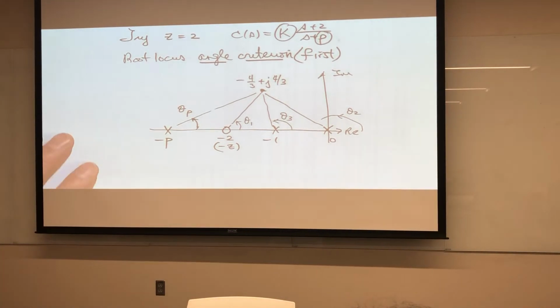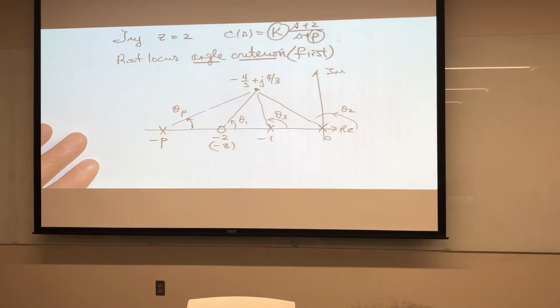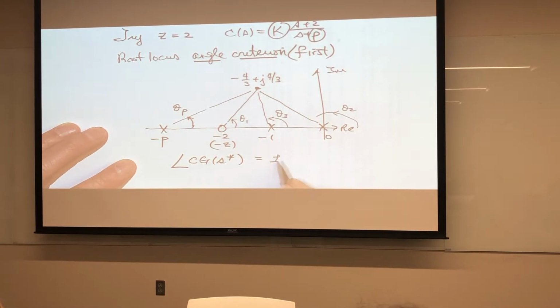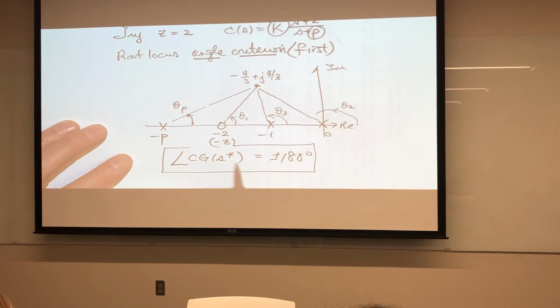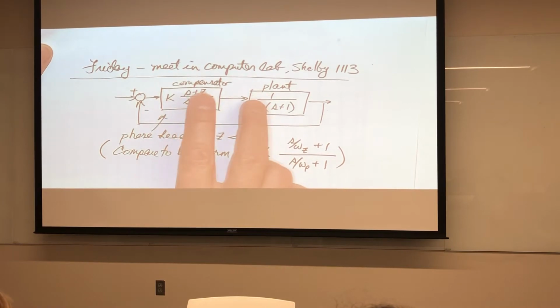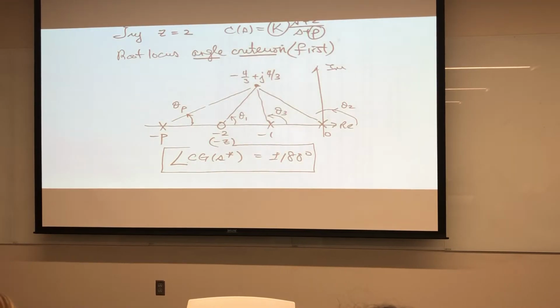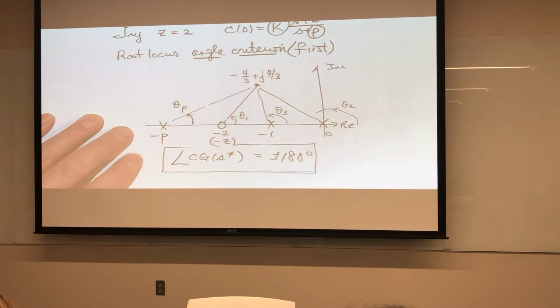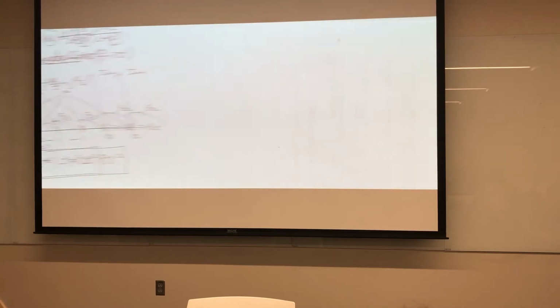So the angle criterion says, let me first write out the equation. The angle of CG evaluated at s star has to be equal to plus or minus 180 degrees. The angle of the compensator and the plant, the angle of the open loop, has to be equal to 180 degrees. Let me write out equations so you know what we're solving for.